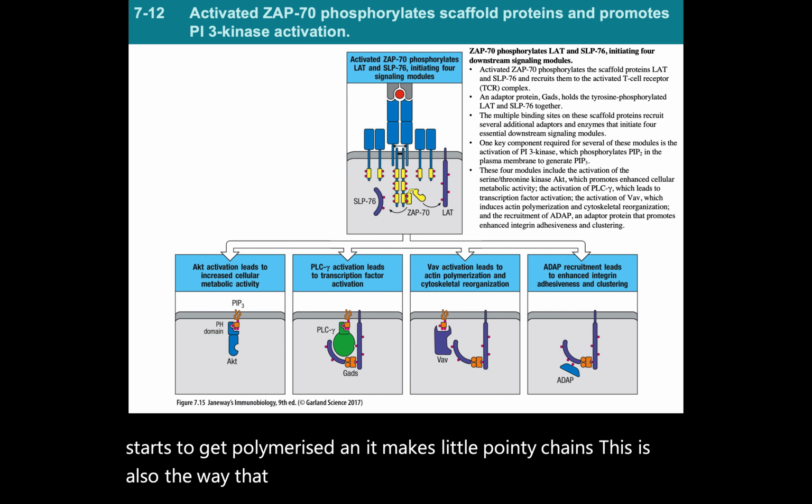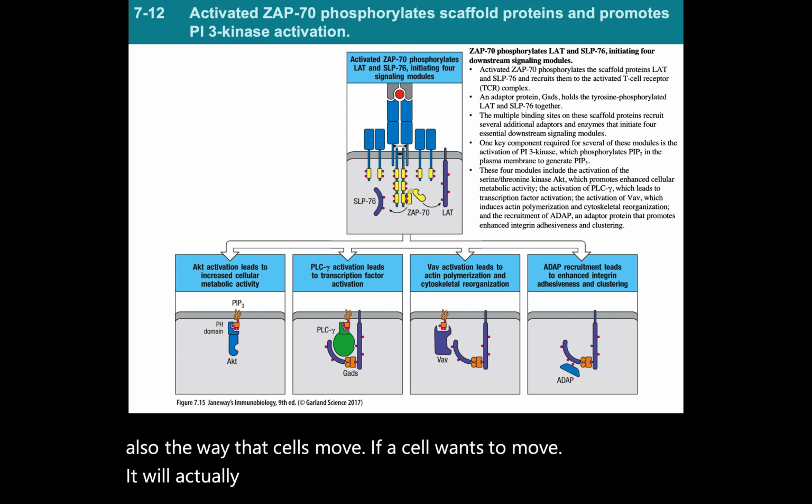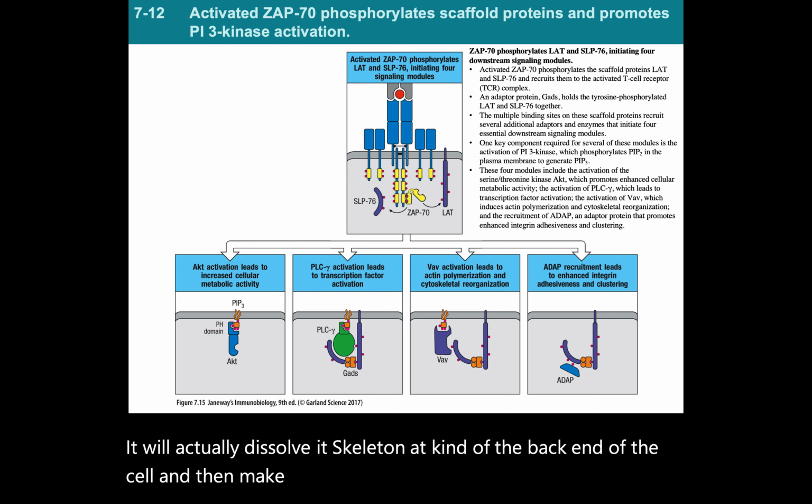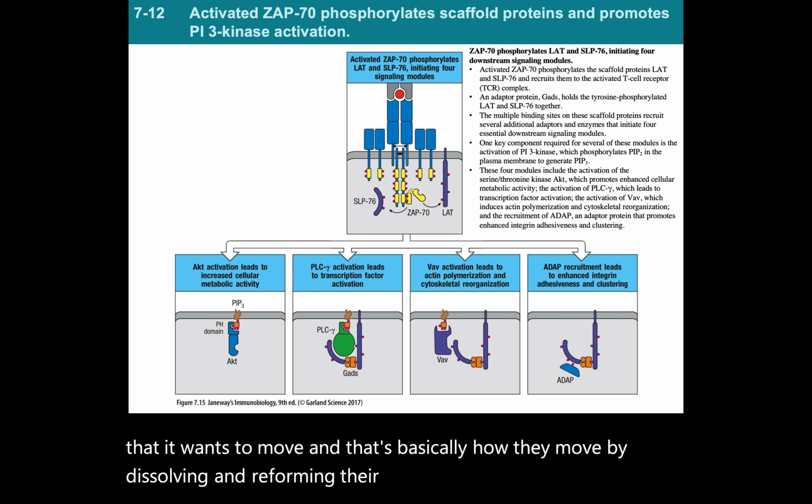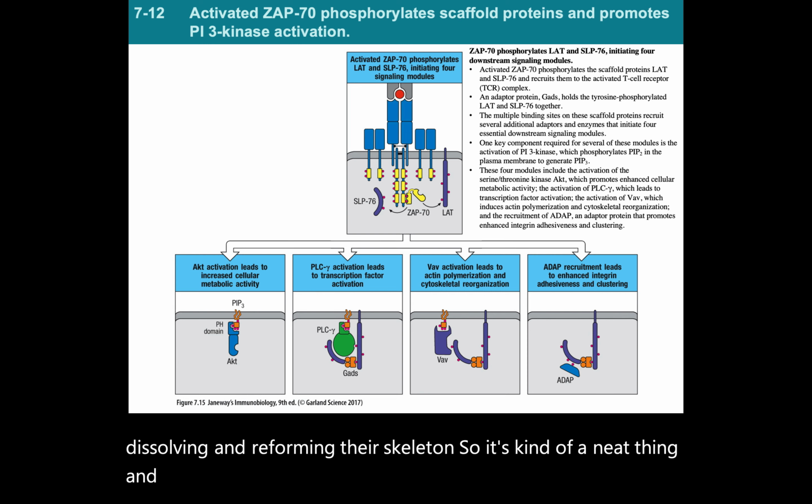This is also the way that cells move. If a cell wants to move, it will actually dissolve its skeleton at kind of the back end of the cell and then make new skeleton, which pokes out in the direction that it wants to move. And that's basically how they move, by dissolving and reforming their skeleton. So that's kind of a neat thing. And yeah, valve activation is going to lead to that.